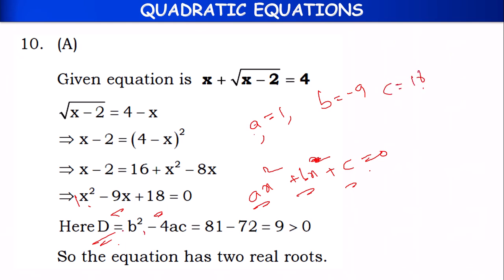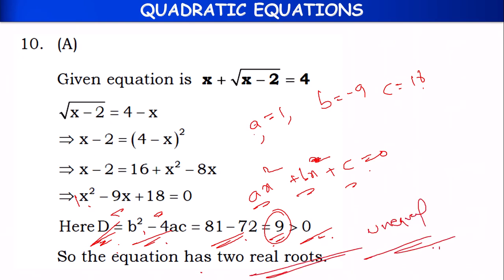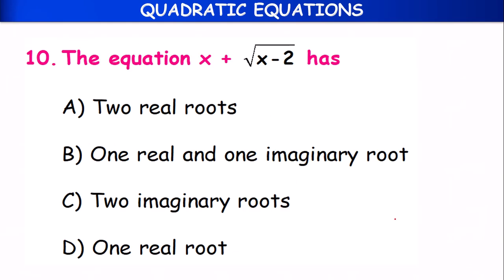Now, in the place of the discriminant value, if we substitute the values and simplify, we will get 9 as the discriminant value, which is greater than 0. It means the equation will be having real and unequal roots. So option A is correct. 2 real roots.